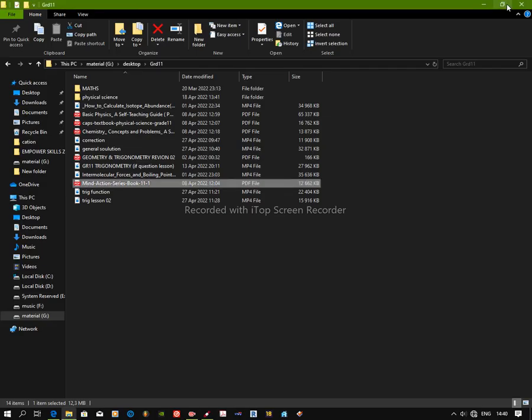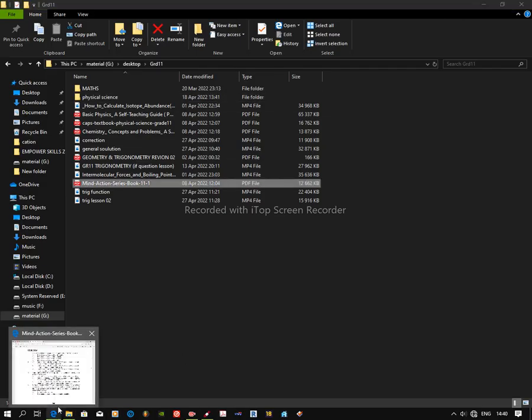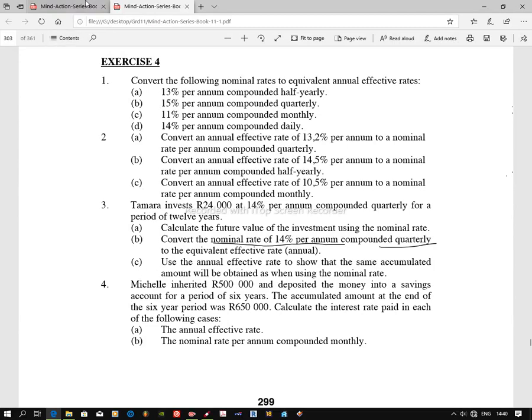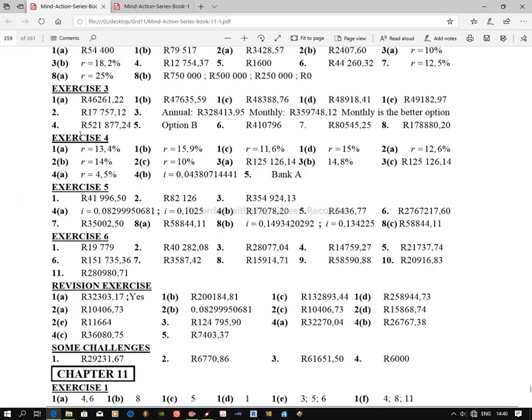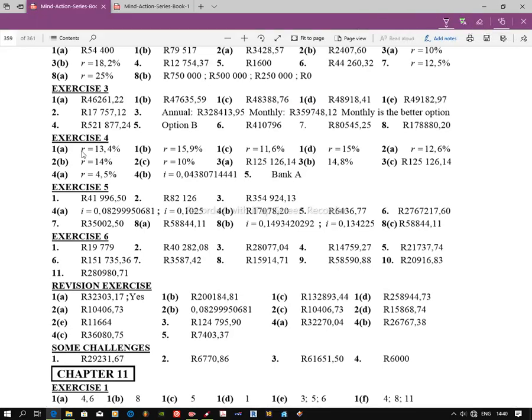We are having answers here. On exercise 4, number 3, here is the answer for A, this is the answer for B, and this is the answer for C. The answer for C is correct, we can just round it off to 2 decimal places instead of 3.